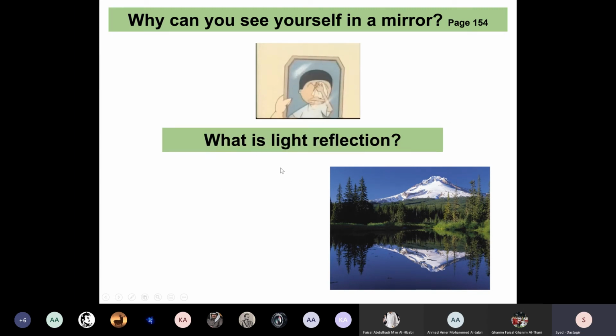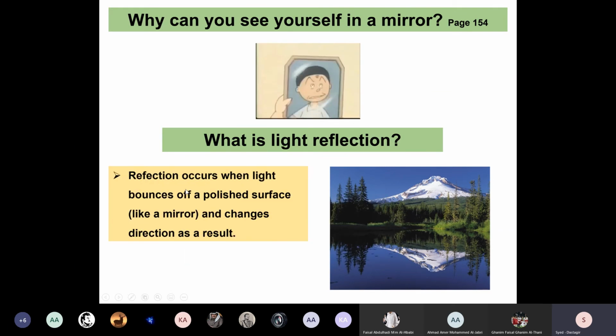And what is light reflection? Reflection occurs when light bounces off a polished or shiny surface like a mirror and changes direction as a result.